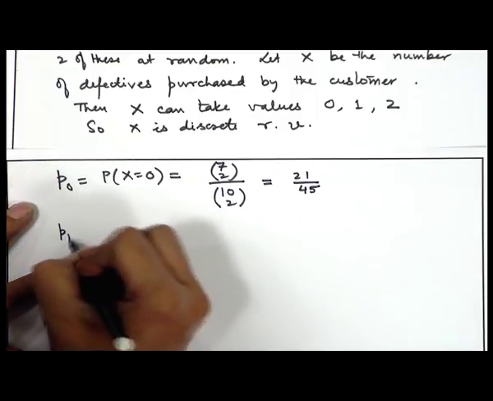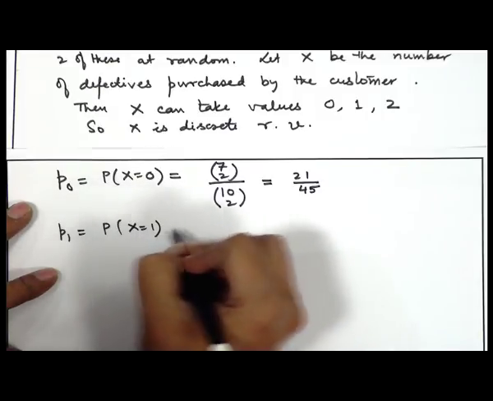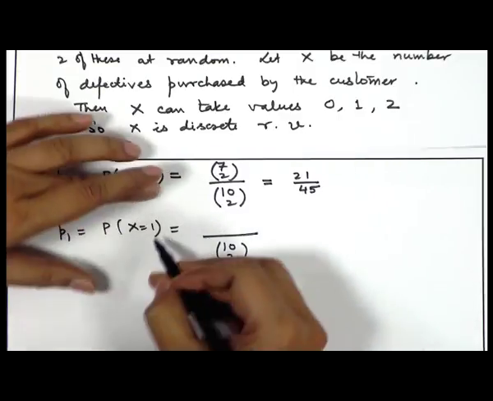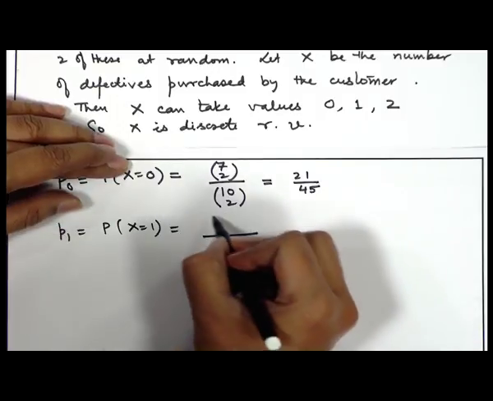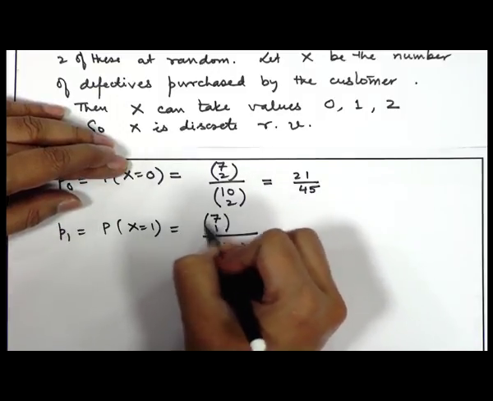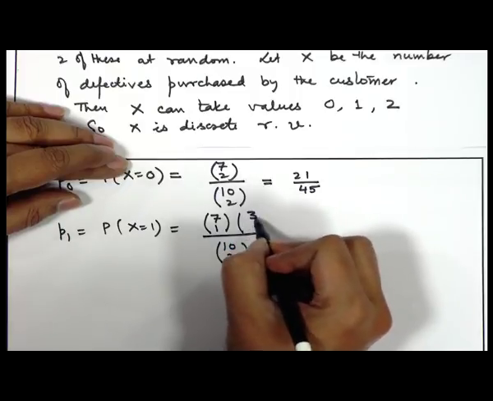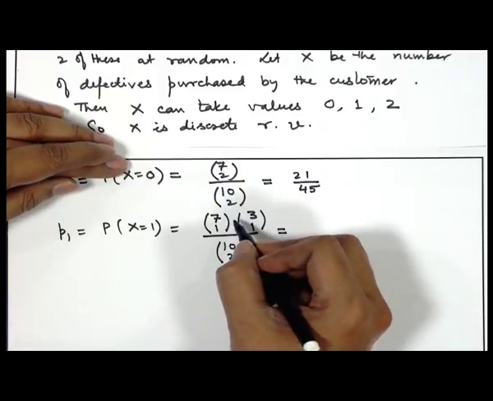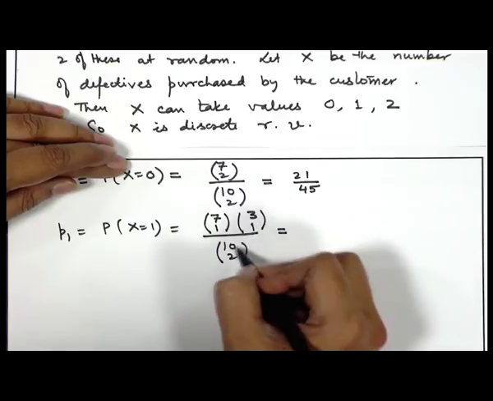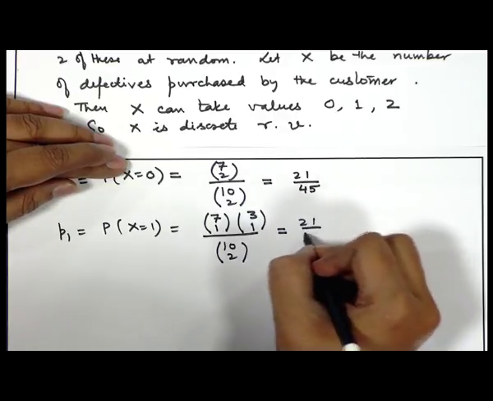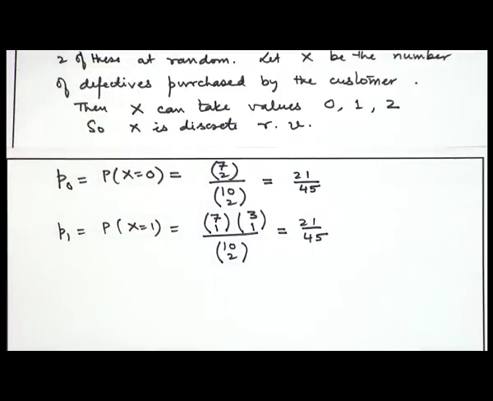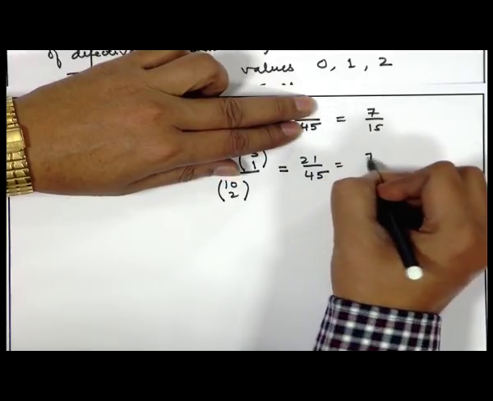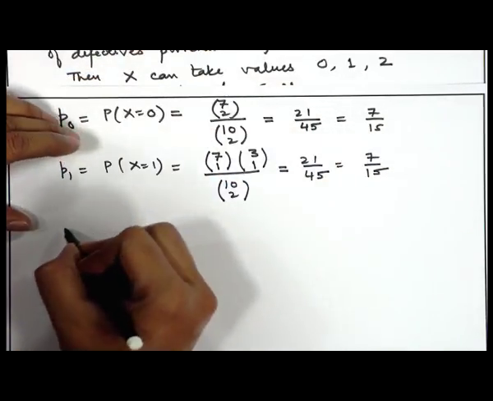Similarly, let us consider P1. What is the probability that x is equal to 1? Once again, the total number of possibilities is 10C2. Now, if 1 is defective, that means 1 is non-defective. So, out of 7 he gets 1 good one, and from the 3 defectives he chooses 1. So, the favorable number of cases is 7C1 into 3C1 divided by 10C2. So, that is again 21 by 45. You can actually write that as 7 by 15.